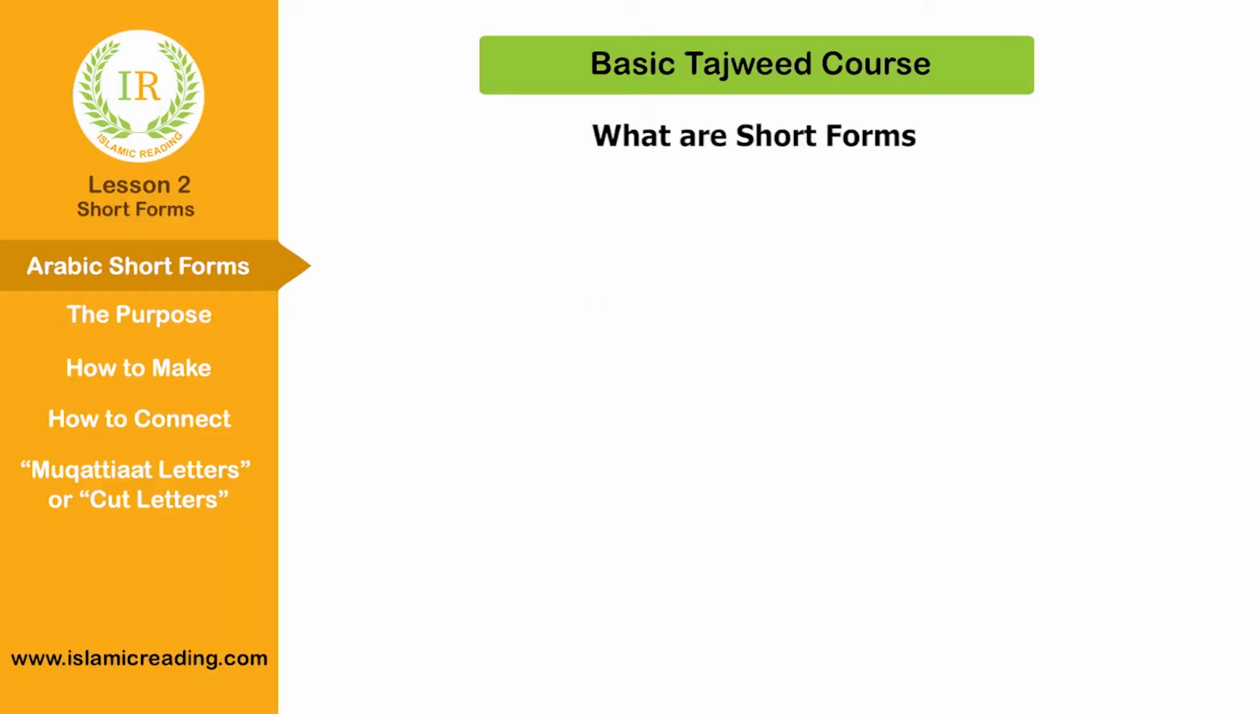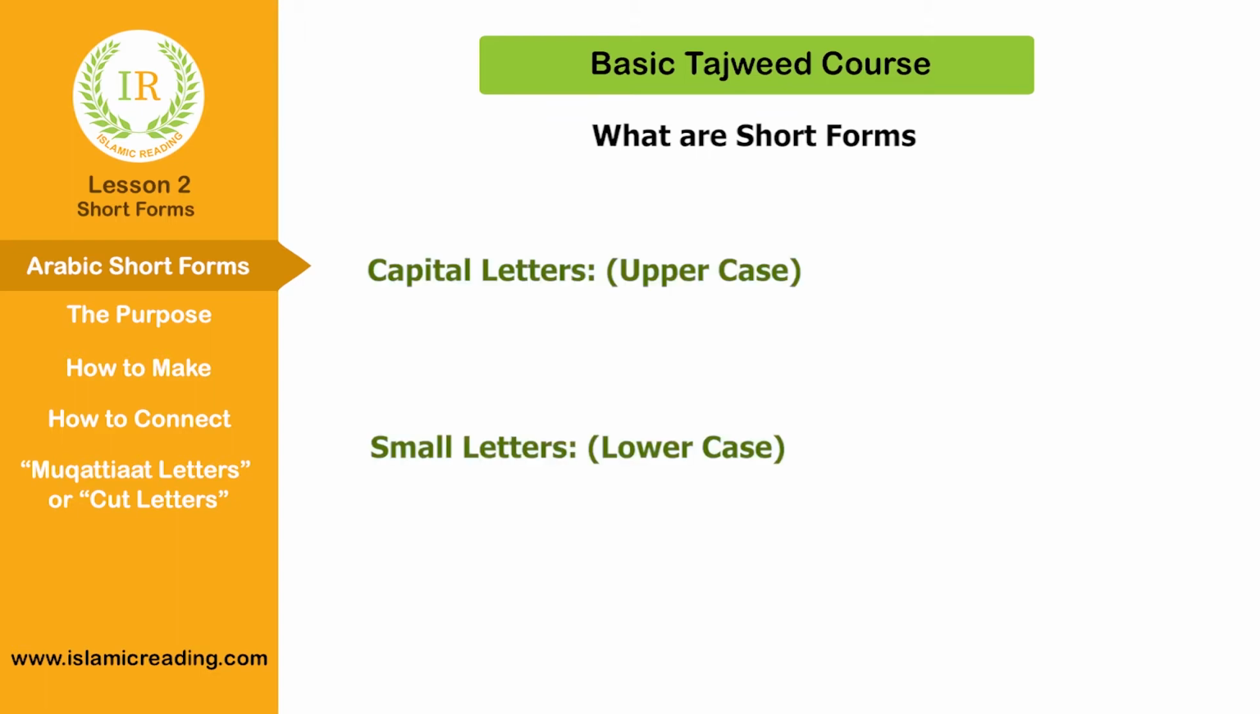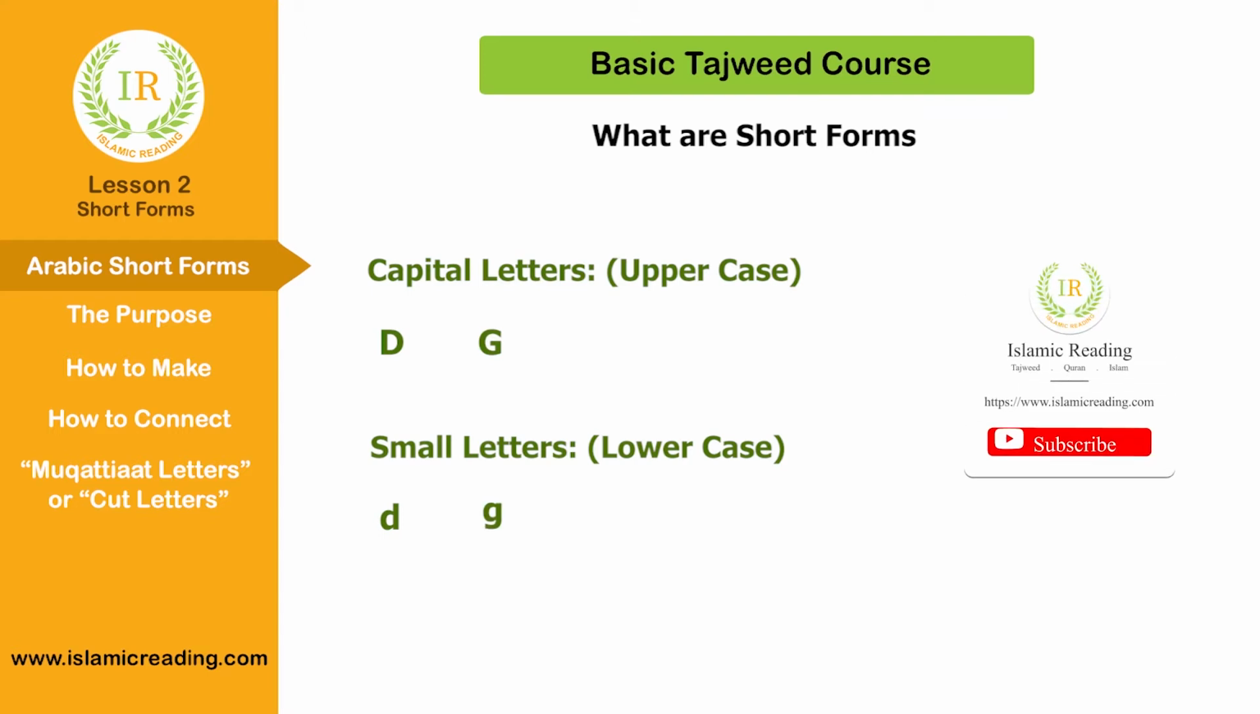So, what is a short form or small letter? Small letters are the variant of the letter case. In English, we have two letter cases, uppercase and lowercase. Though they are written differently, they are called by the same name. For example, capital D and small d are written differently, but both are called D. Similarly, capital G and small g are written differently, but their sound is exactly the same. Similarly, in the Arabic language, we have uppercase and lowercase, which is referred to as short forms.